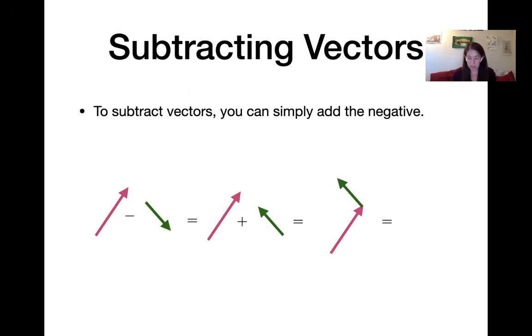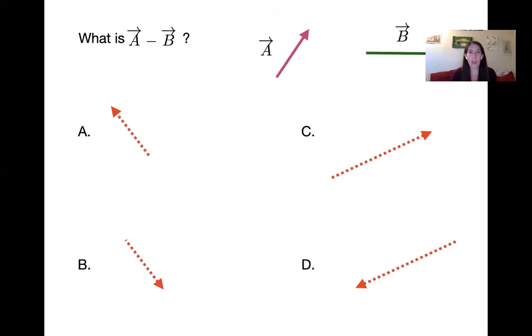And again, then I follow the same procedure where I place the vectors head to tail. And then the resulting vector starts at the tail of the first and ends at the head of the second. So it's equal to something that looks like this blue dashed line. And so that is how you subtract vectors. It's really the same steps as adding them, but again, you take the negative of the second vector before you do that. All right, so let's try one again together.